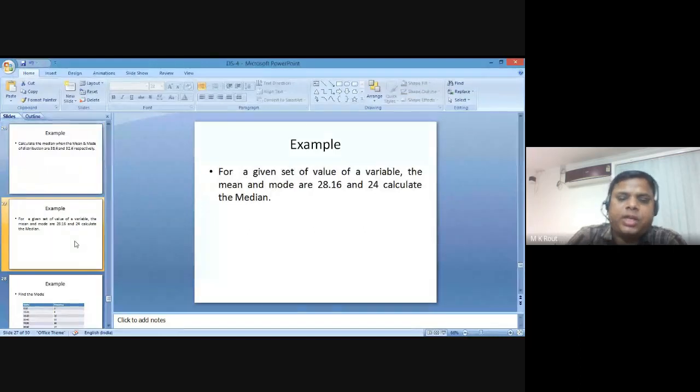For a given set of values of a variable, the mean and mode are given. That is 28.16 and 24. Calculate the median by using the same formula.